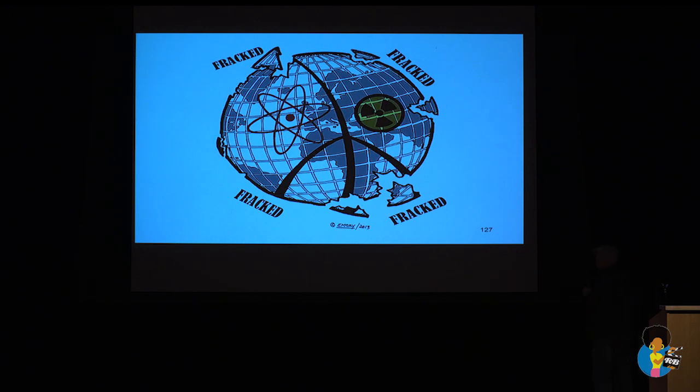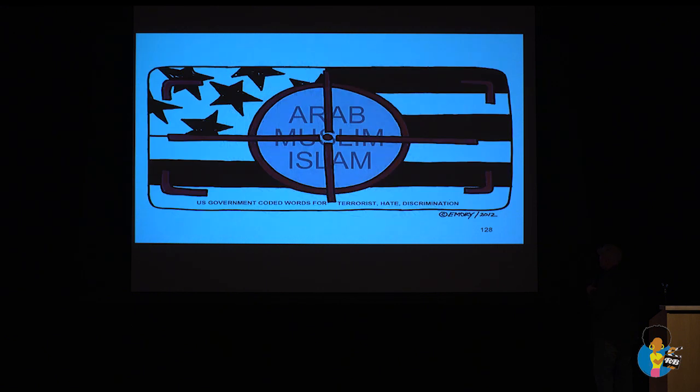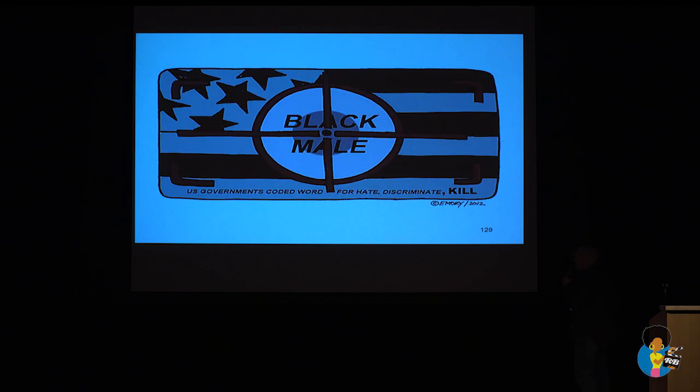Mother Earth. Next, please. Arab, Muslim, Islam: U.S. government coded word for terrorist, hate, discrimination. Next. U.S. government. Black male: U.S. government coded word for hate, discriminate, kill.